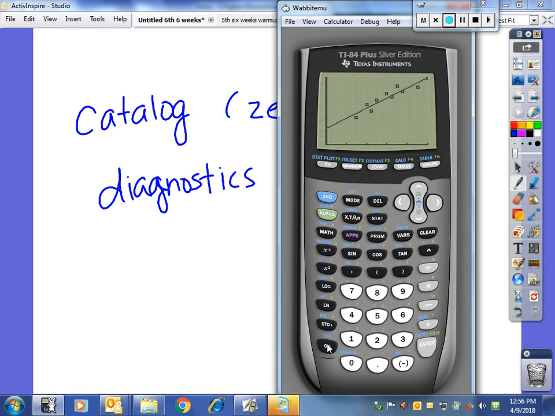Okay, so I'm going to go to the 0. Above the 0 is catalog, so second function 0. And it starts with the A's. I just scroll down and down, down until I see diagnostics. And I want diagnostics on. And then you have to hit enter twice. So here's my little arrow on diagnostics on. Enter and then enter again until it says done.